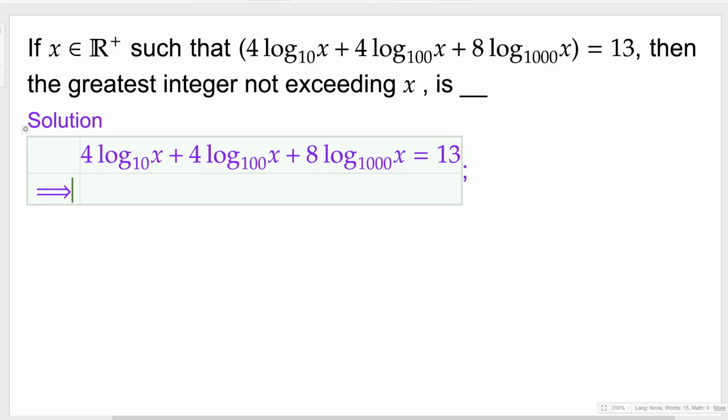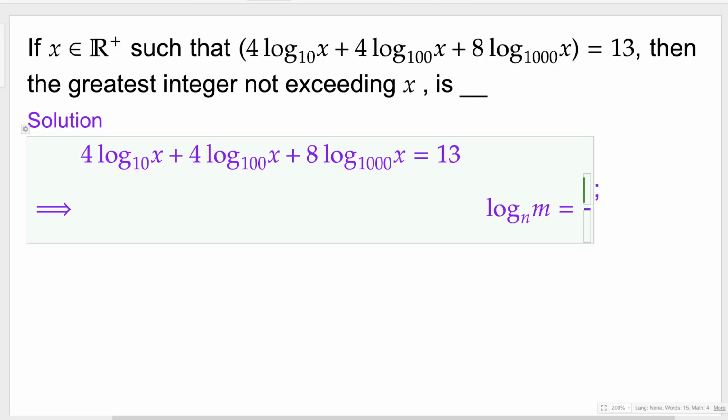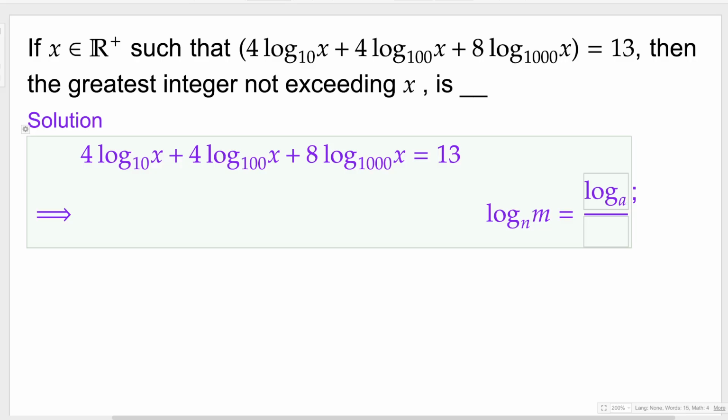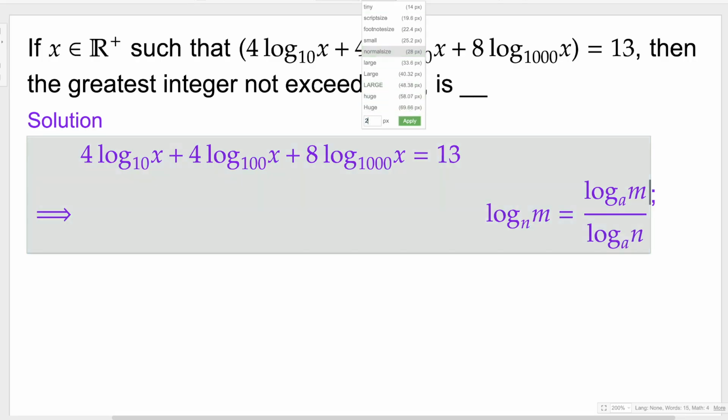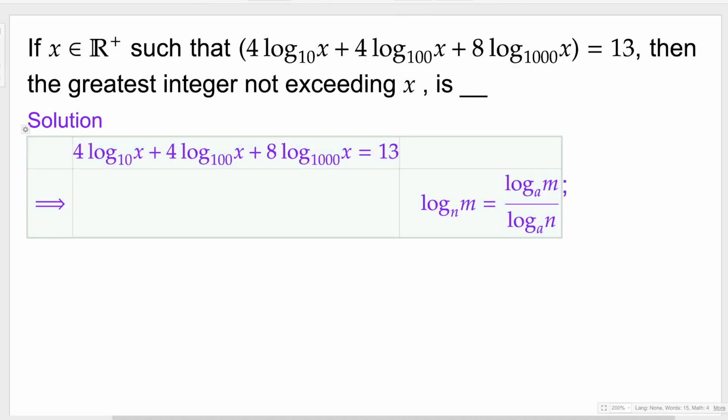So if you observe here, we can use a property. If I have something like log argument m and base n, we can take an intermediate base and split this into numerator and denominator. So this can be written as log m base a divided by log n base a, where a is some intermediate base such that the log quantity remains defined. So this is the property which we are going to use, right?